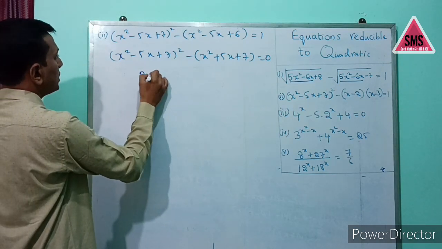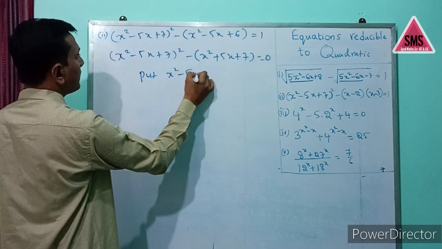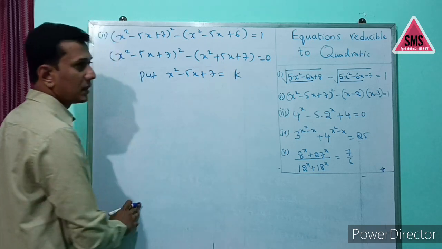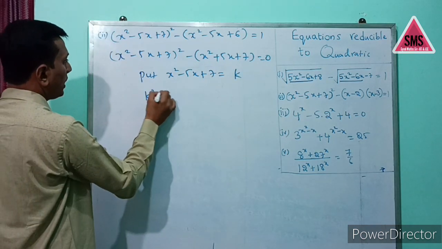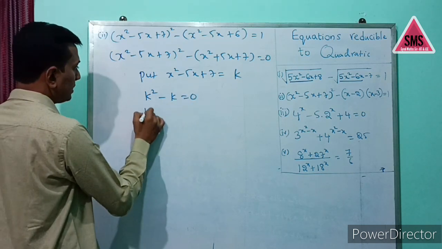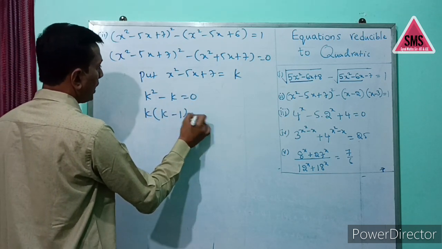Now I will put x square minus 5x plus 7 equals some k. Then we will have k square minus k equals 0. But what is the common thing here? k is the common thing.